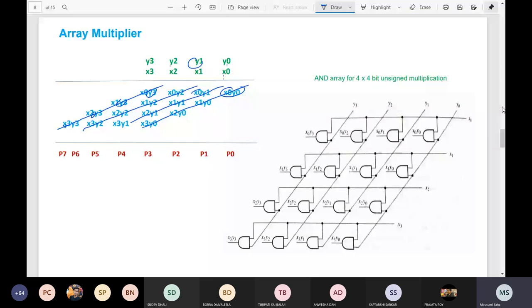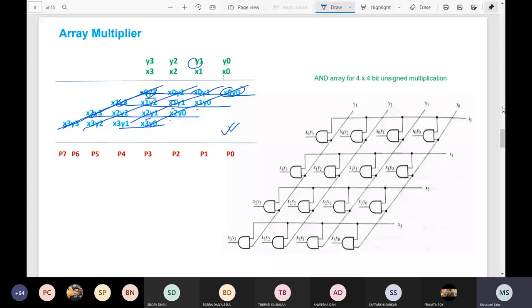Okay, now see that if you observe carefully, this way you have all the y are common, and in this way you have all the x terms are common. So in this figure, whatever you can observe, you can implement with the help of the simple AND gate.